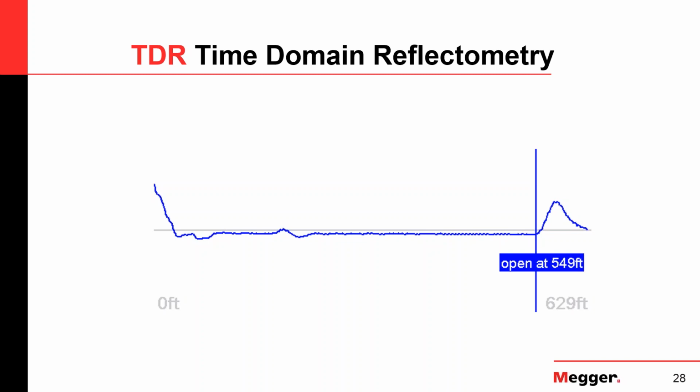A third of the way from the left, if you can see that there's a small signature, that would be a splice, this flat S shape, so there's most likely a splice. And then nothing happens to that cable, it's a flat line, and at the end you have this big upward signature, and the algorithm in the TDR puts a flag there and tells you the cable's open at 550 feet.